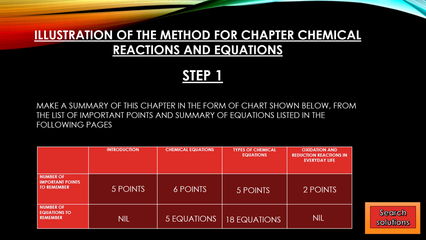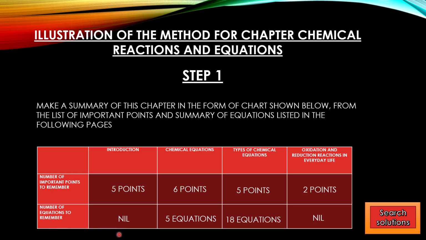After reading the textbook thoroughly, we can make a list of important points and equations. And you can present it in the form of a summary or in the table form as I have done here. So we have 5, 6, 5, and 2 important points under each heading.